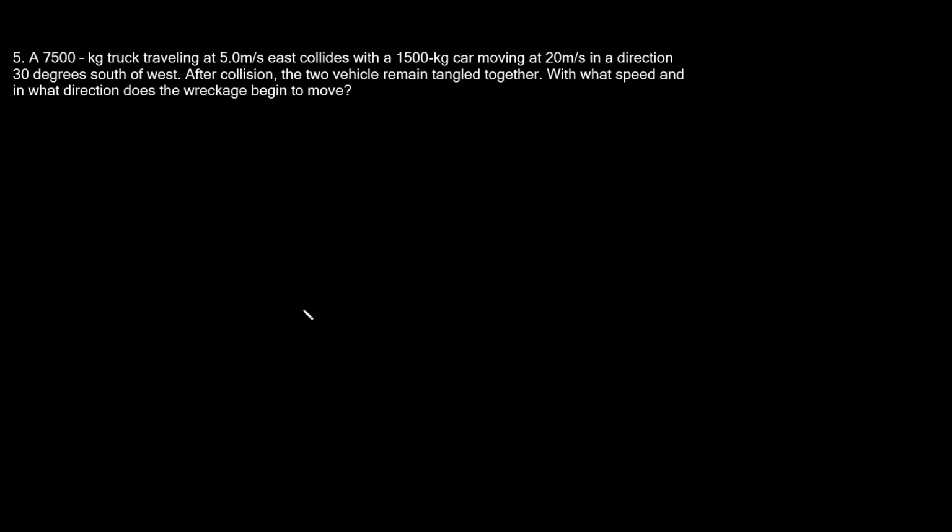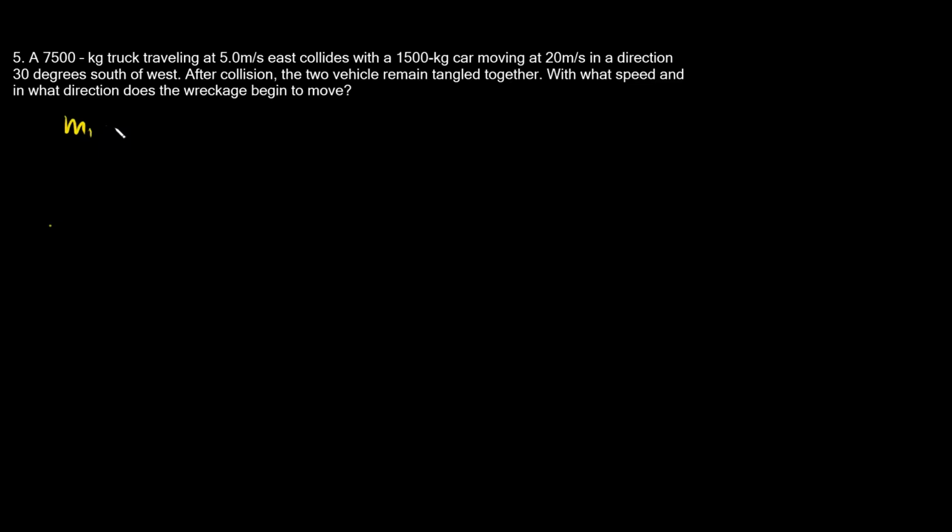A 7,500 kilogram truck traveling at 5 meters per second east collides with a 1,500 kilogram car moving at 20 meters per second in the direction of 30 degrees south of west. After collision, the two vehicles remain tangled together. With what speed and in what direction does the wreckage begin to move?